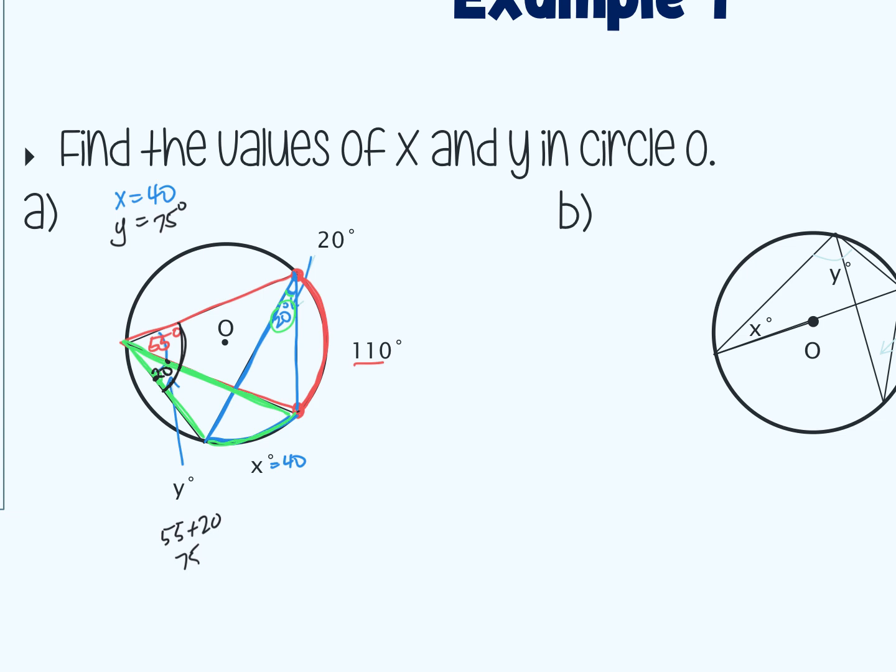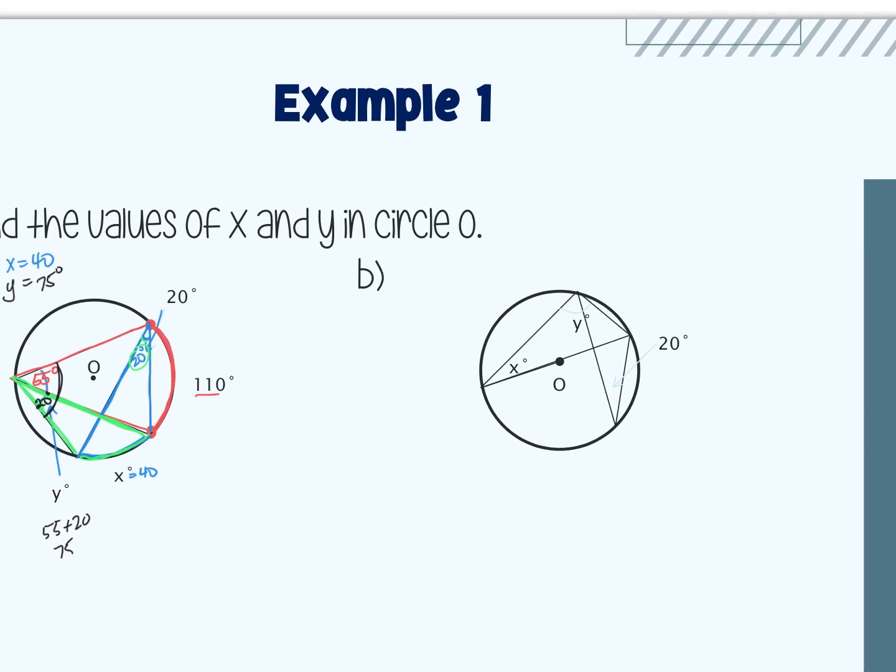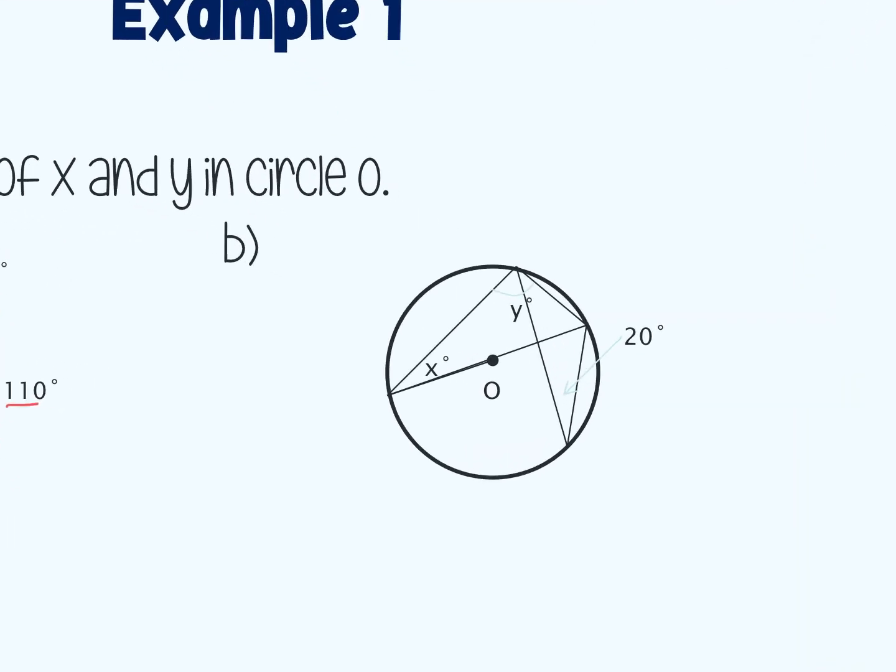I was able to find that using the different rules. We've used inscribed angles here, and we've used that when two inscribed angles share the same intercepted arc. So we've got a lot of things to look at to come up with these final answers. Let's do the same thing and try to figure out B.